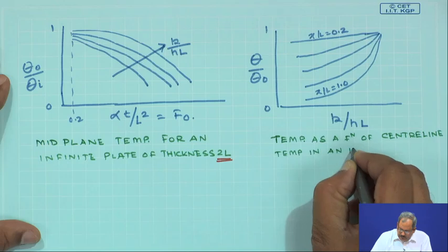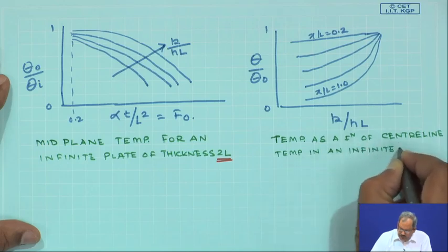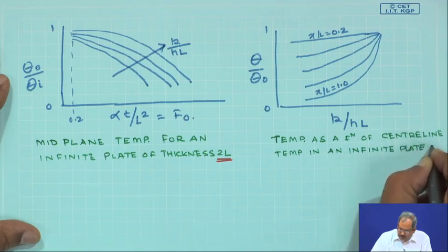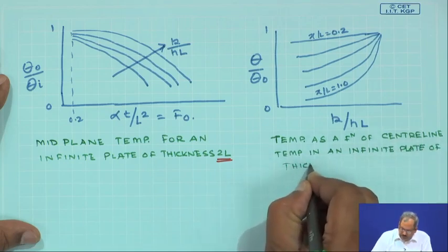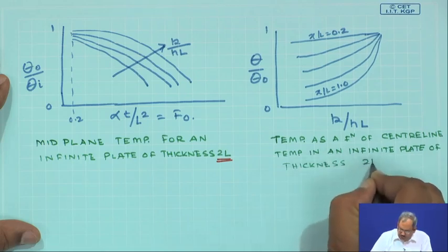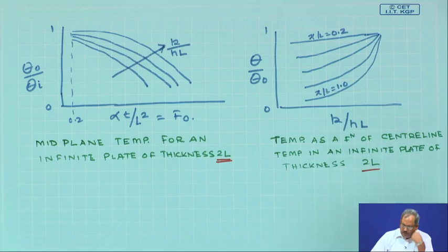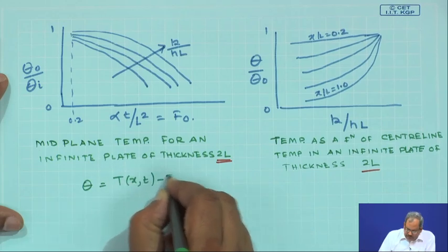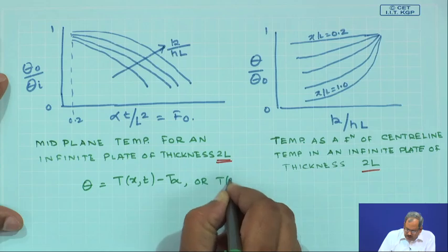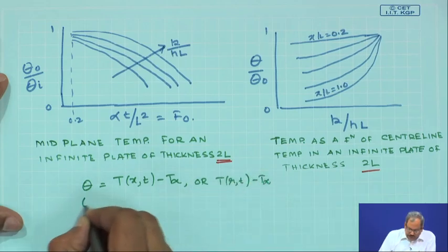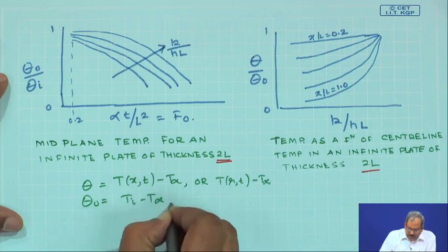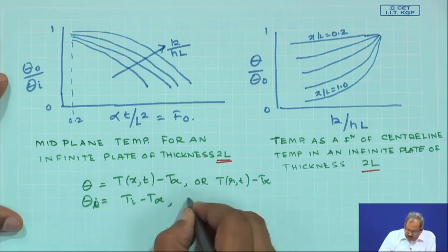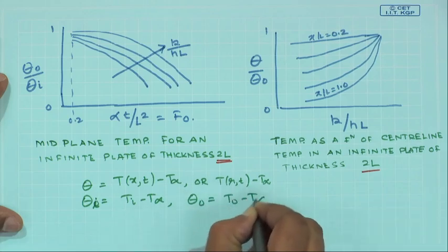in an infinite plate of thickness 2L. So, again if you look carefully and just to remind you, I write the expression: theta is T(x,t) minus T infinity, theta naught is T I minus T infinity, and theta I, and theta naught to be equals T 0 minus T infinity.